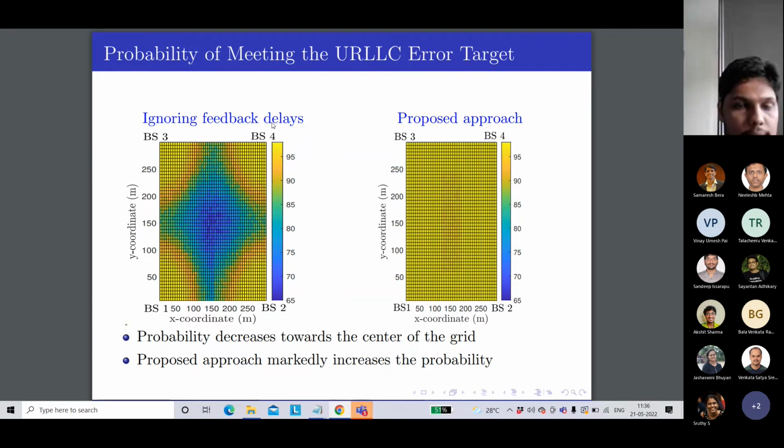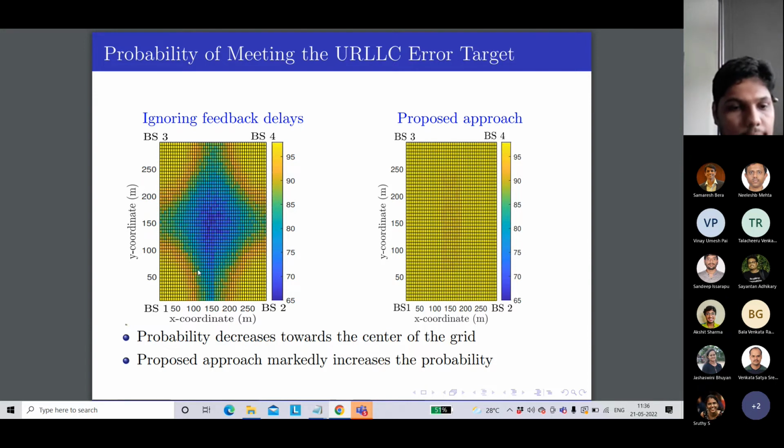This one is ignoring feedback delays. That means whatever channel state information is fed back at time t, you take that as correct at the time of transmission, whereas the proposed approach considers the feedback delays. So we can see the probability is much higher in the proposed approach.